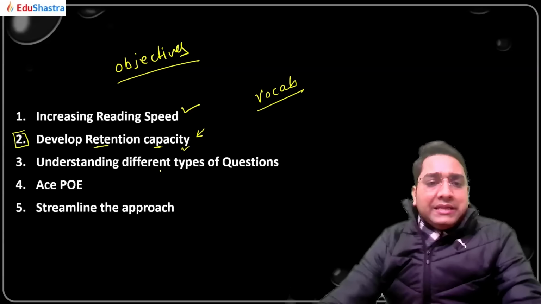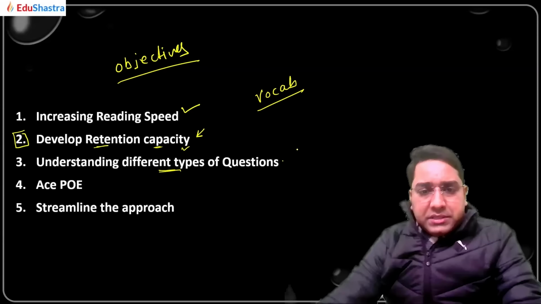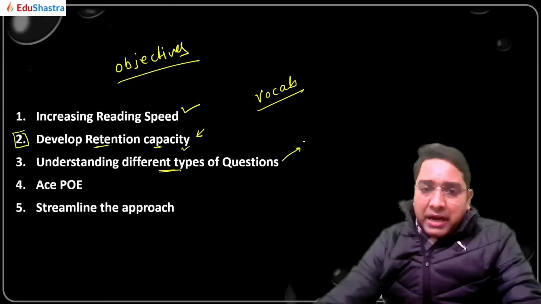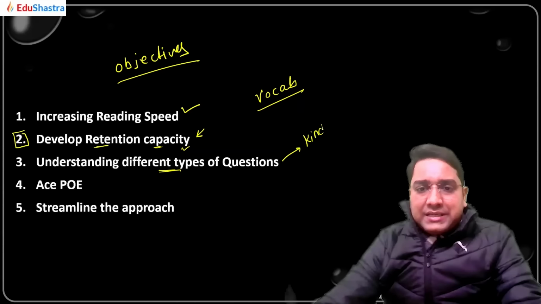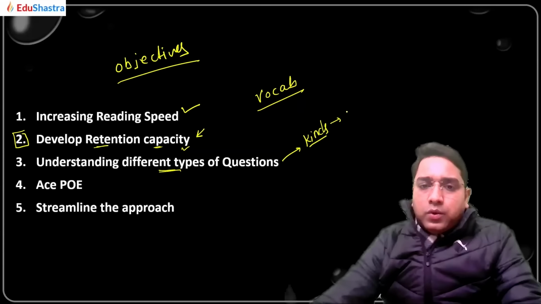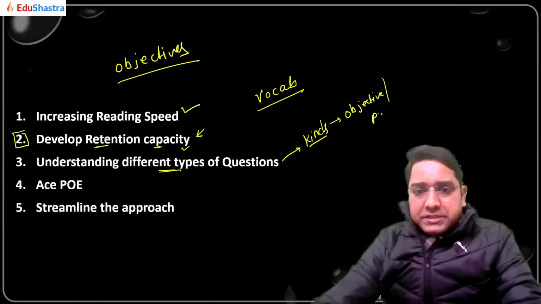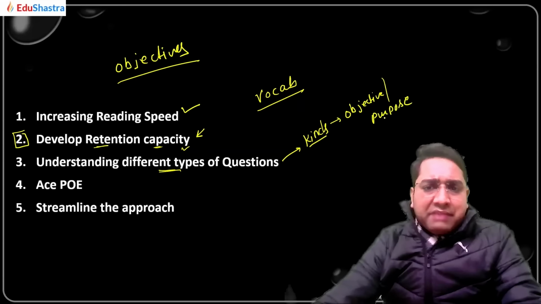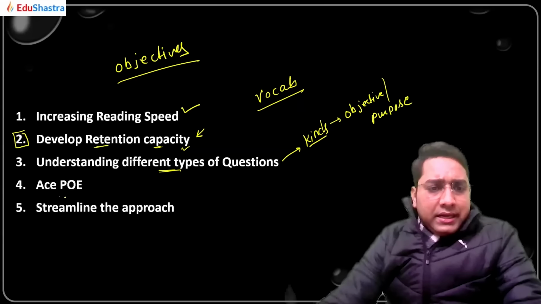Later, we will be discussing different types of questions. Different types means not the pattern, the types. The kind of the questions, the types of the question, and what are the objectives of asking those questions. Objective means purpose. We will be discussing every single thing. Don't worry about that. Then POE.